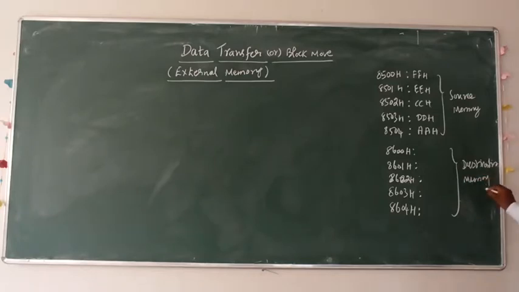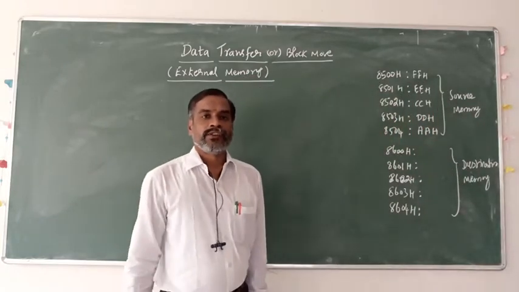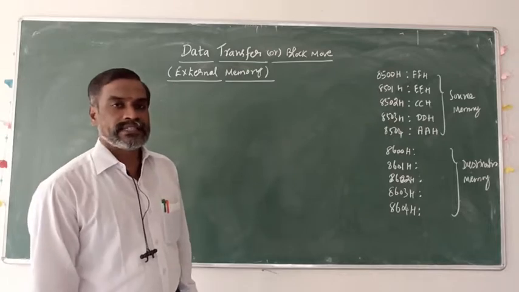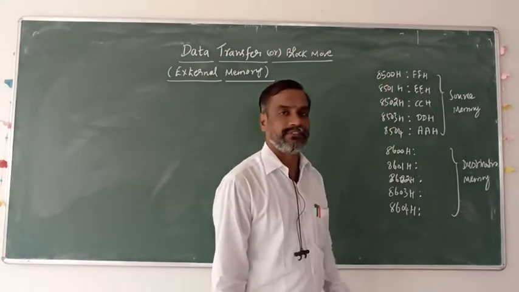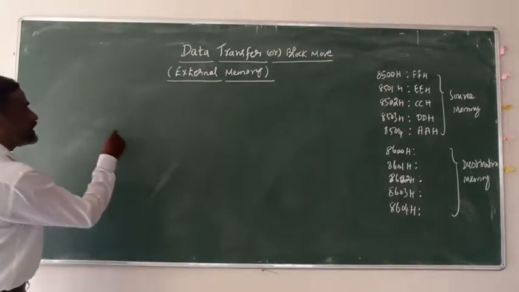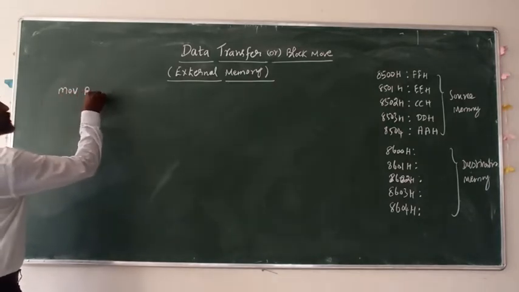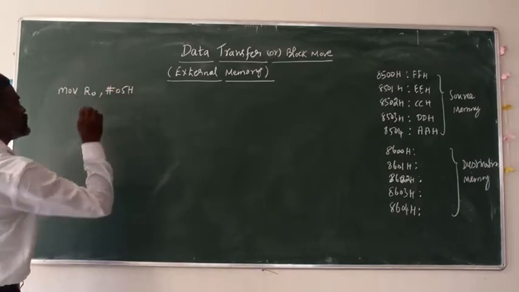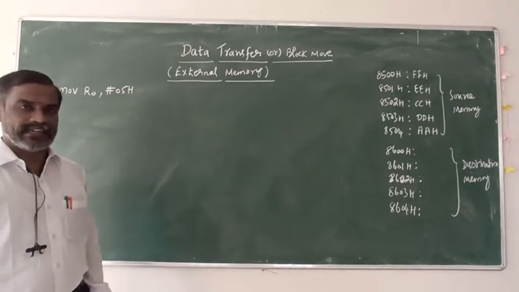memory address location. For that, first we have to fix the counter, that is the number of data. 1, 2, 3, 4, 5. There are 5 data. To fix it, use any one register, like MOV R0, 05H. MOV R0, 05H. This is the number of data.